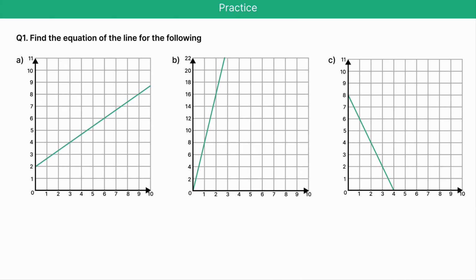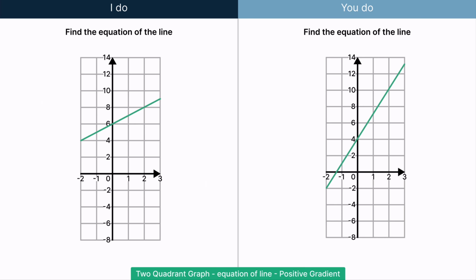So here's some practice questions. You need to press pause now and have a go. I'm about to put the answers up just now. Here are the answers. Mark your work.